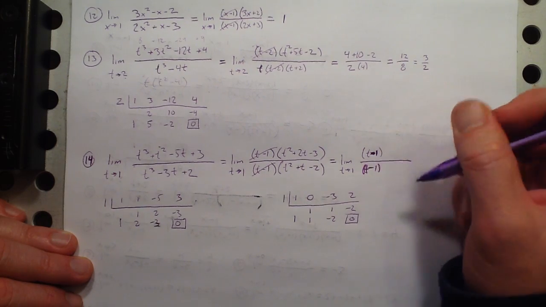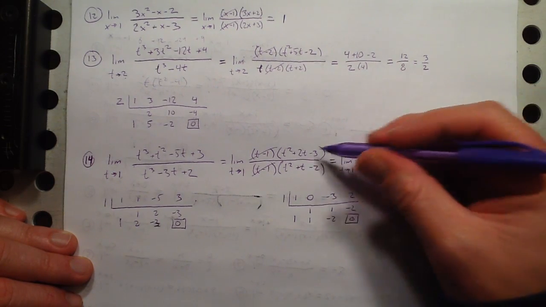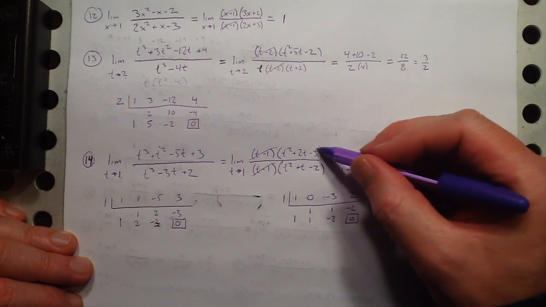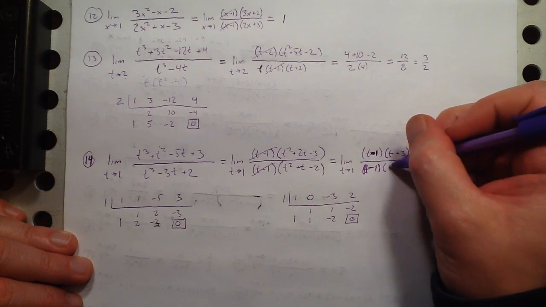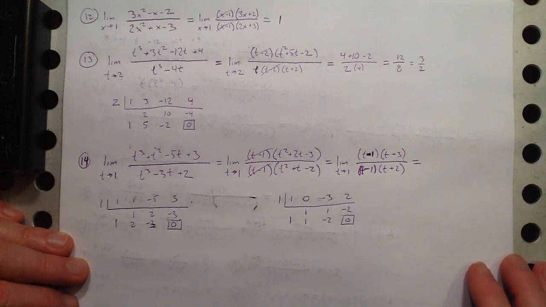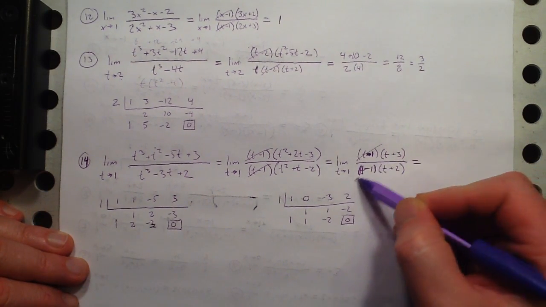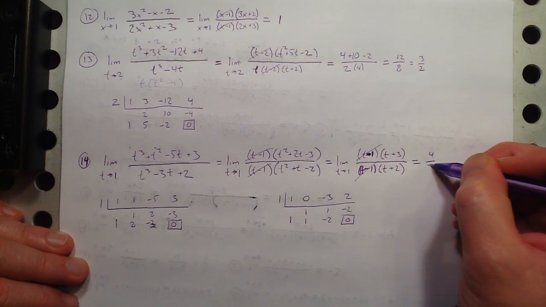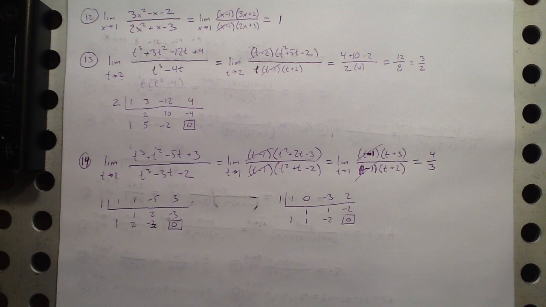Sorry for this mess here. Those are t minus 1s. So if t minus 1 is a factor of the top, then the other factor has to be t plus 3, right? And then here, another factor has to be t plus 2. So finally, plugging in 1, now that I've got rid of the 0 over 0 problem once and for all, I've got 4 over 3. And that's some factoring and canceling problems for evaluating limits of indeterminate form 0 over 0.